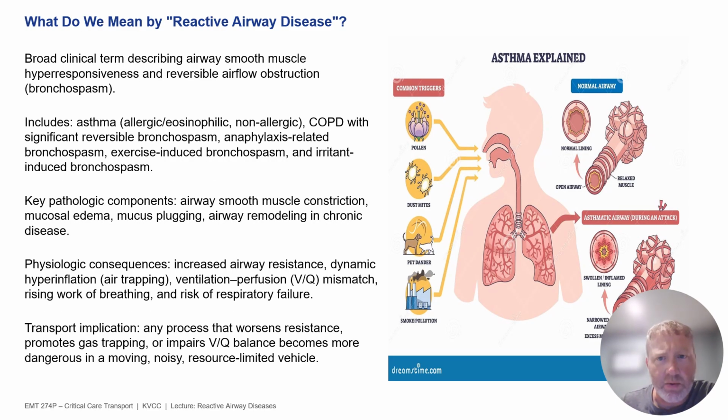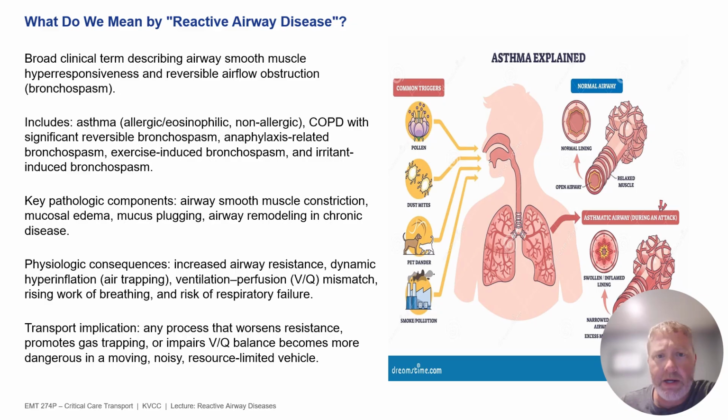Let's start by defining what we actually mean when we say reactive airway disease. It's a broad clinical term that describes airway smooth muscle hyperresponsiveness. The airways overreact to triggers, constricting and narrowing in a way that causes reversible airflow obstruction. The key word is reversible. Unlike the fixed obstruction of emphysema or fibrosis, reactive airway obstruction can be partially or completely reversed with bronchodilators, with steroids, and ultimately with time.